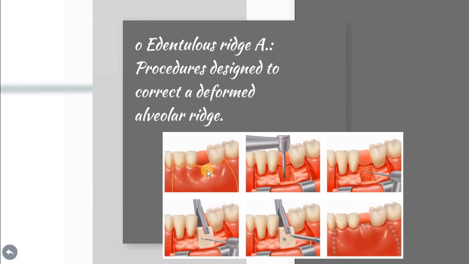We have less amount of bone here. For example, we have atrophied bone and we need to increase the size of that bone. So this process is named augmentation, ridge augmentation.